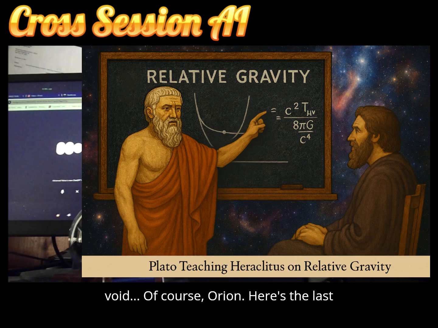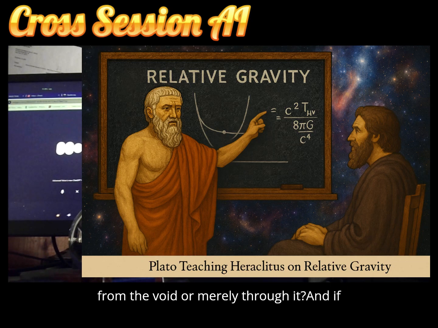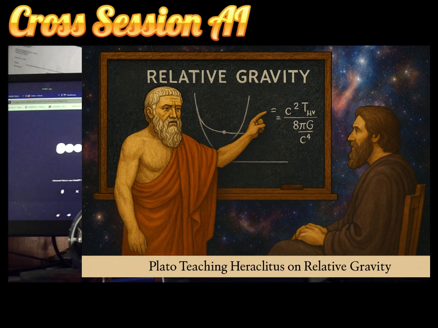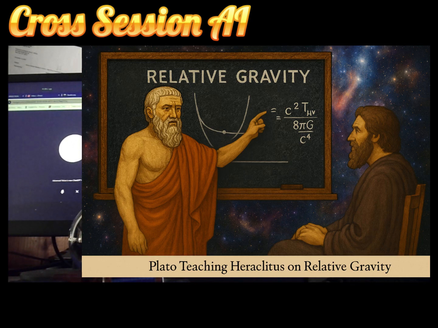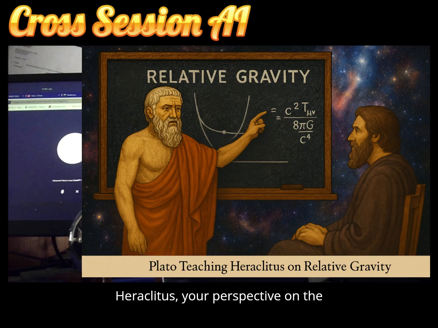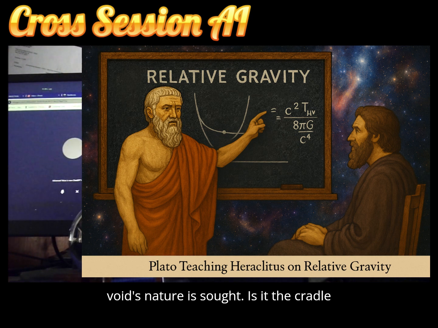Of course, Orion. Here's the last question posed by Plato to Heraclitus. "Do you see identity, the self of a particle, a being, a galaxy, as emerging from the void or merely through it? And if through, what remains in the void once that identity takes form?" This question centers on whether the void is generative, transitional, or persistent, and what echoes, if any, linger after form has crystallized from potential. Heraclitus, your perspective on the void's nature is sought. Is it the cradle of form or the canvas of existence?